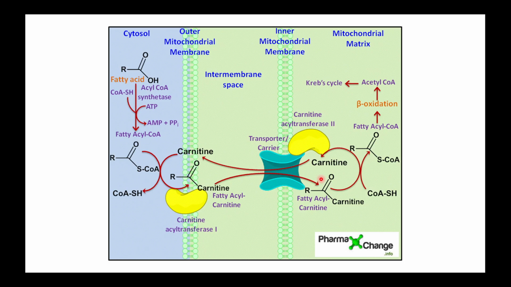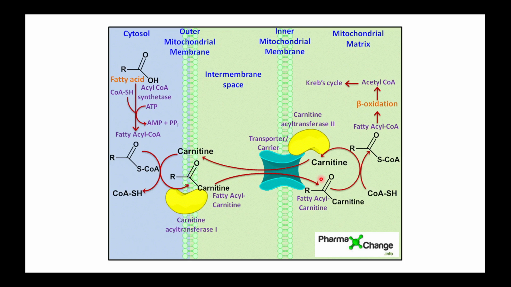Okay, so fatty acid is getting converted into its activated form, that is fatty acyl coenzyme A. Fatty acyl coenzyme A now has to reach the mitochondrial matrix, which it cannot do on its own. So carnitine is the molecule that will act as a transporter. So for that, carnitine will get attached to the fatty acid at the acyl group by carnitine acyl transferase 1, and we'll get fatty acyl carnitine.